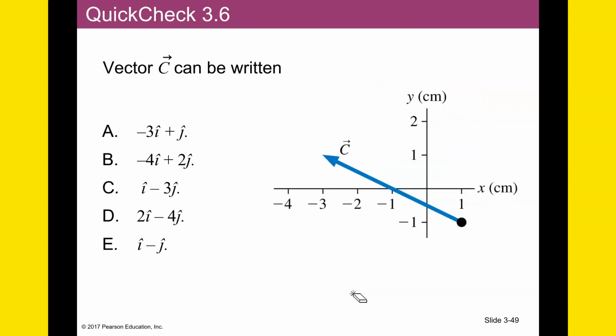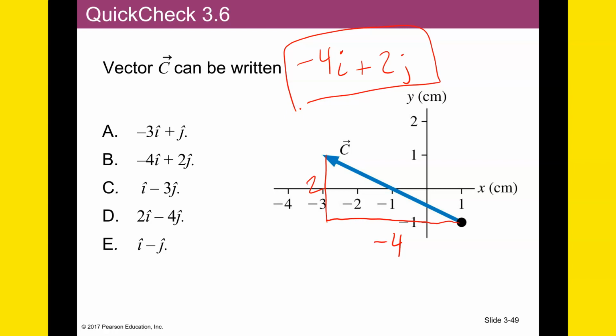Let's give an example. So if we got this vector right here, see if you can figure out what it would be, but I'm going to go ahead and tell you. If you want to pause it, pause it. So if we go this way, by how much? We went that way, negative 4. And we go this way by positive 2. So that's going to be negative 4i plus 2j. And that is another way to express this.